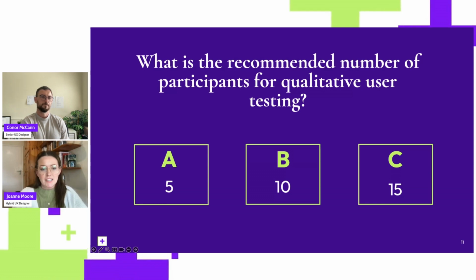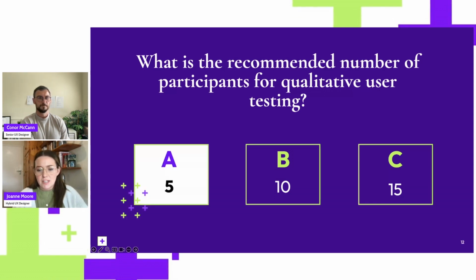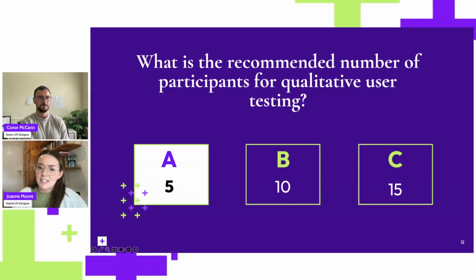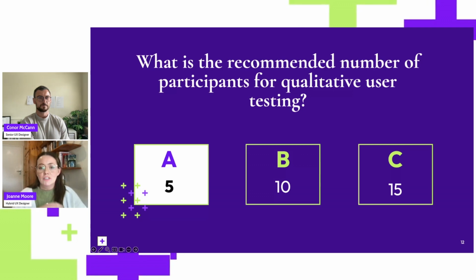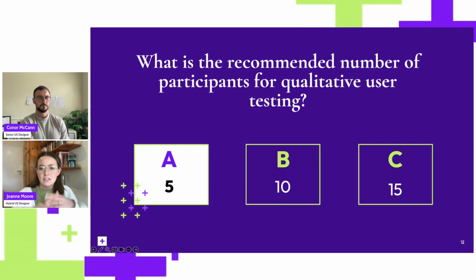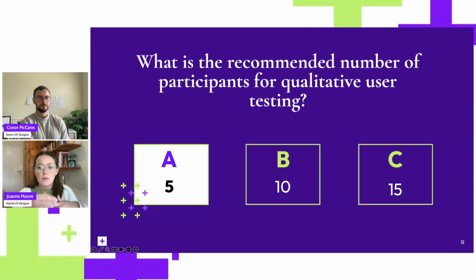So we'll go on to the answer then. What do we think it is? The answer is 5. The Nielsen Norman Group says that the best results come from testing no more than 5 users and running as many small tests as you can afford. After 5 tests, you'll generally start to see the same patterns and you won't learn anything new.